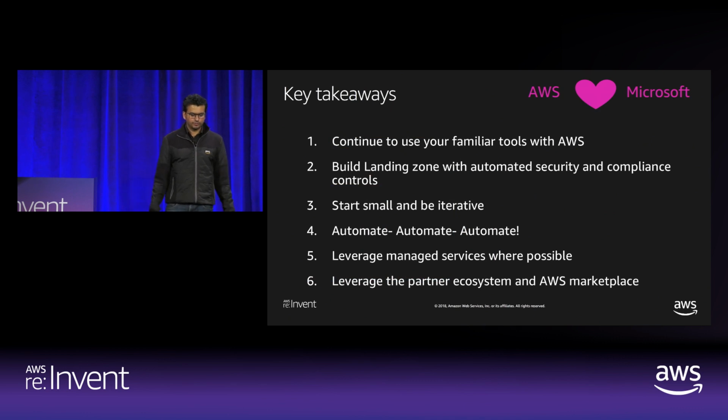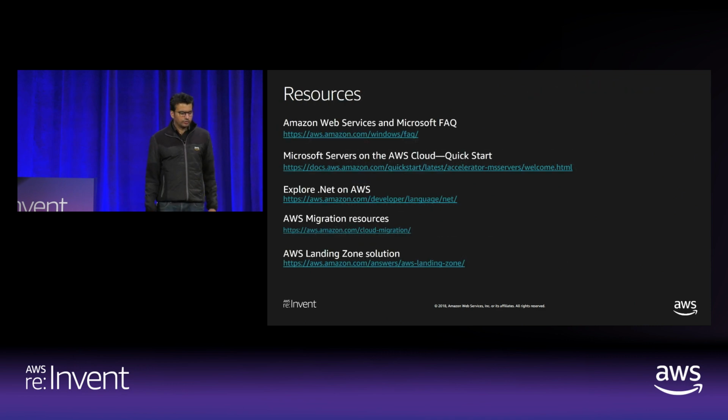With respect to key takeaways, with Microsoft on AWS, continue to use your familiar tools on AWS. Build a landing zone with automated security and compliance controls. We talked about how stack sets and landing zones are very powerful. Start small and be iterative. Look at one specific account. Automate, automate, automate. That is the best way you can get value out of your migration to AWS. Leverage managed services where possible, like RDS. And leverage the partner ecosystem and the AWS Marketplace where possible. Here are the resources.